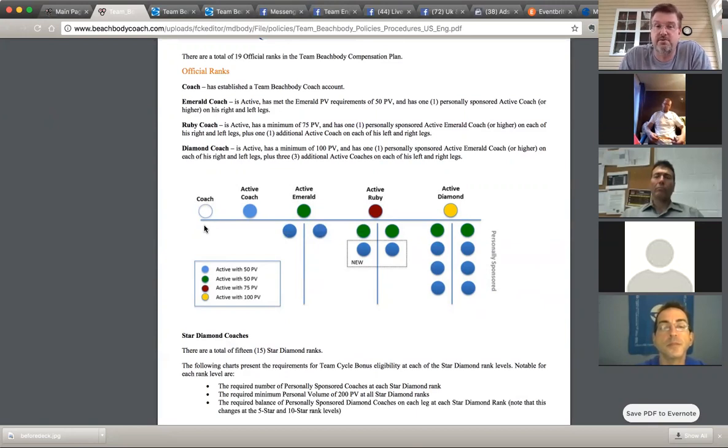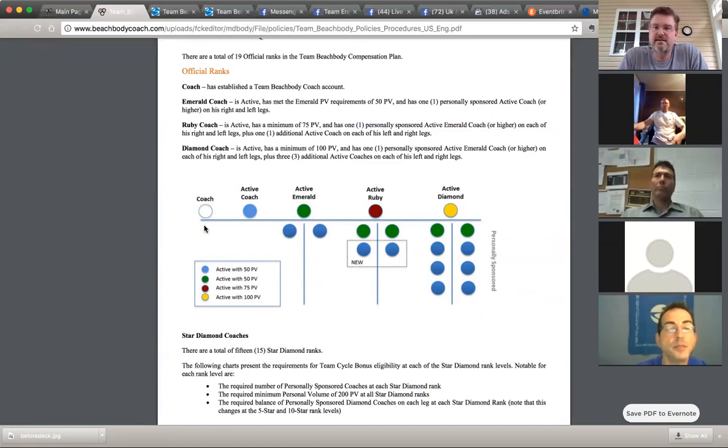Now, how do you become an active coach? To become an active coach, you have to have 50 personal volume points a month. You can think of a personal volume point as $1 spent: you spend $1, you get 1 PV. And it doesn't have to be you spending it; it's you or your customers buying something. So if you or your customers spend $50 a month or more, that makes you an active coach. That means you can then earn commissions and bonuses, and you can maintain your rank, and there are lots of other advantages to being an active coach, but those are the main ones.